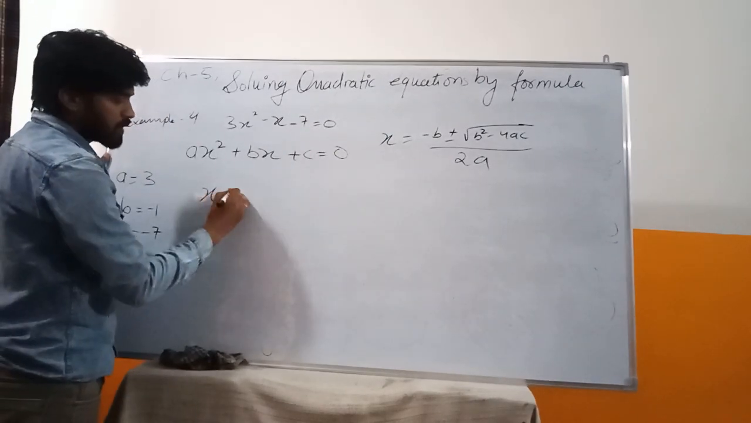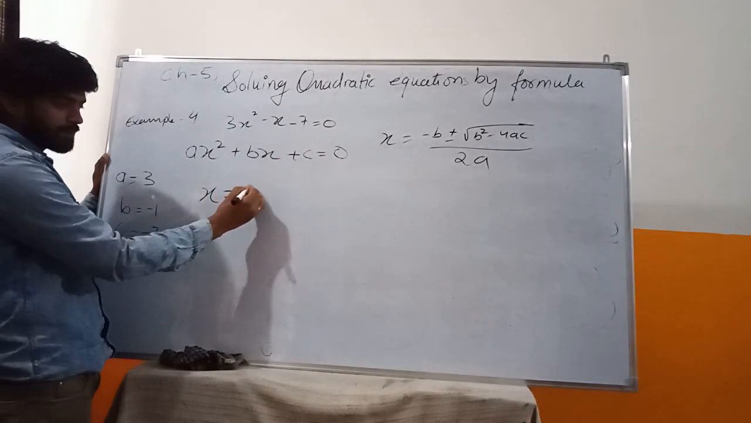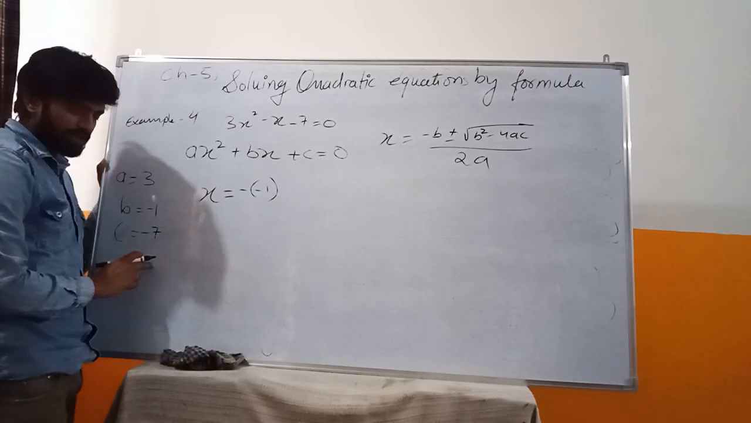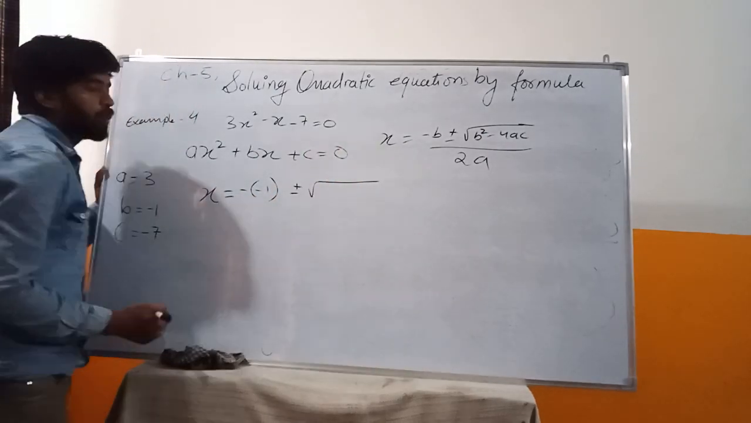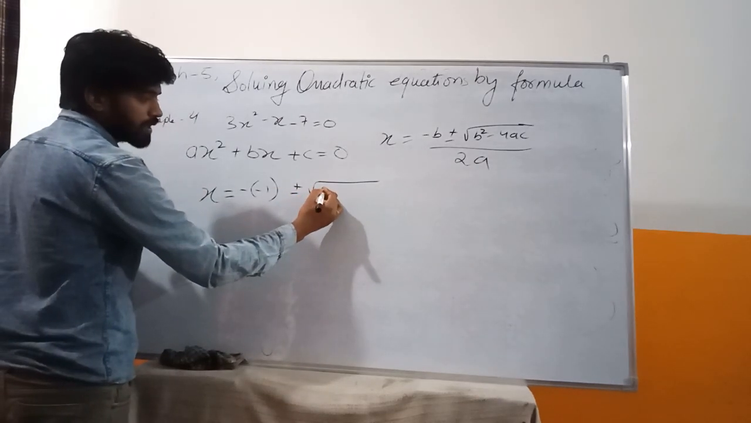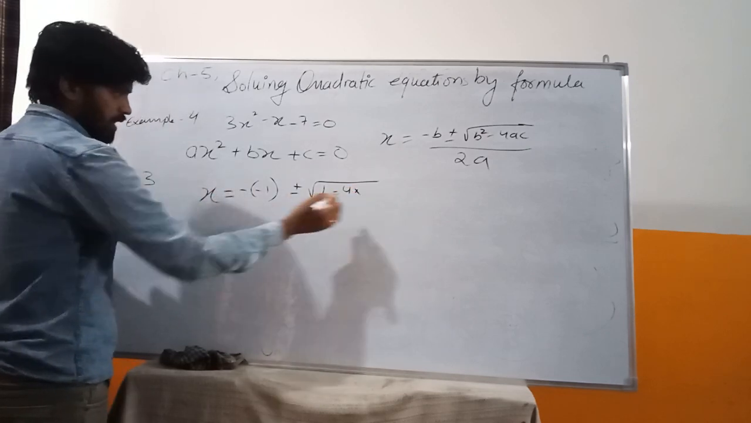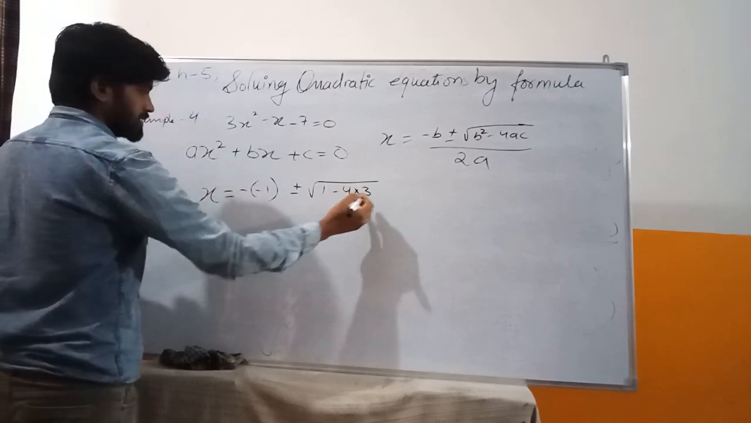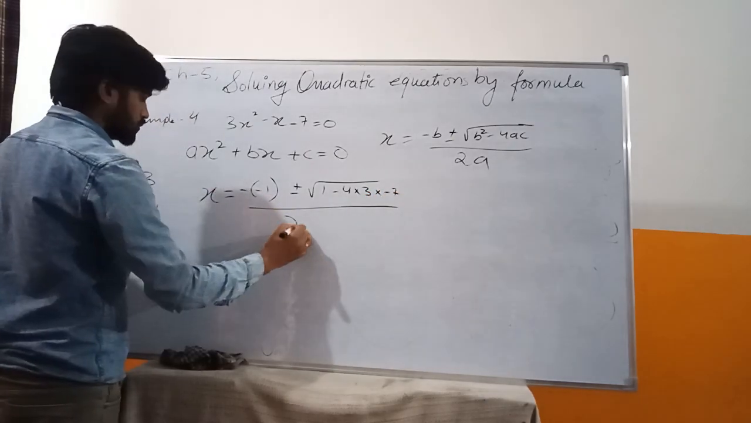So x equals minus b. Minus 1 is already there, minus b means minus of minus 1. I'm going to put this in the bracket. Then plus minus square root of b square. What is b square for me? b square is minus 1 whole square, which gives 1. Minus 4 into 3 into c, which is minus 7, upon 2 into 3.